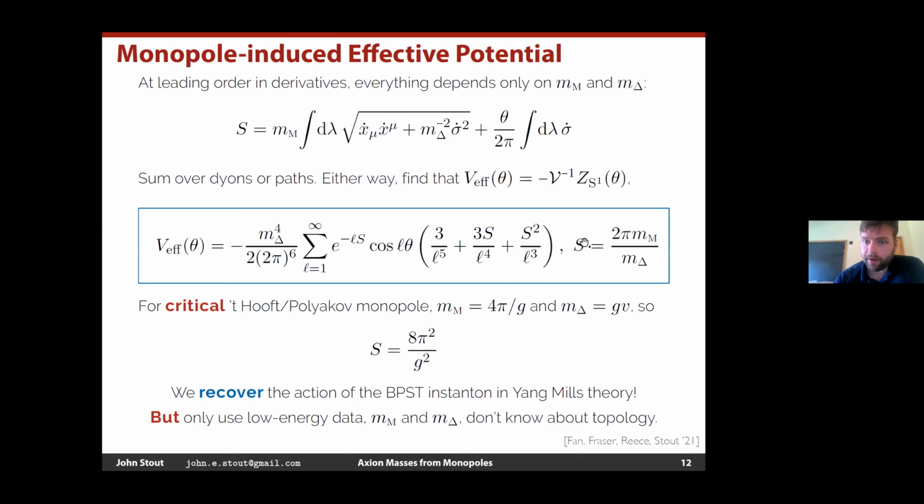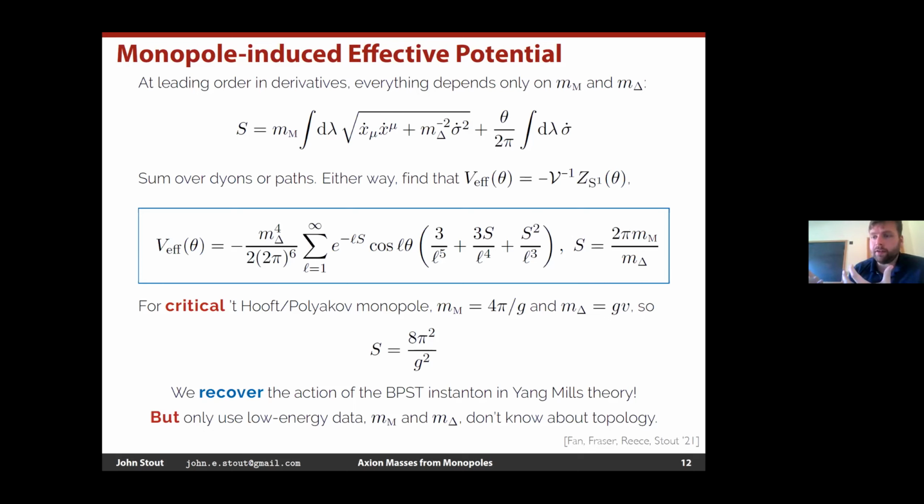Now, very interestingly, if I just take the 't Hooft-Polyakov monopole and I plug in the monopole mass, which is 4πv/g, and the dyon spacing gv, I find that this quantity, this instanton action, is exactly the action of the BPST instanton. So we have two different pictures. At very low energies, we can just think about a U(1) in the presence of magnetic monopoles.